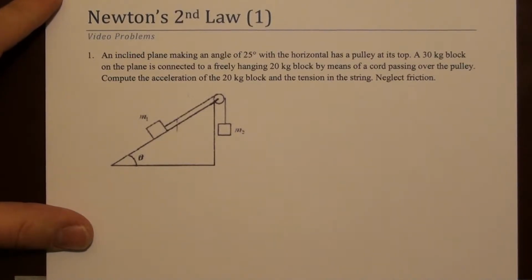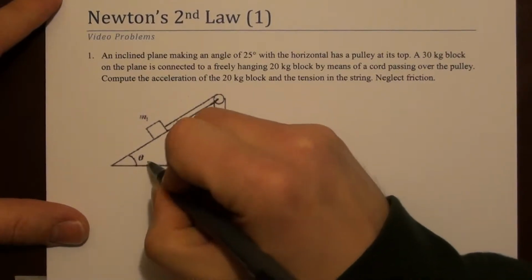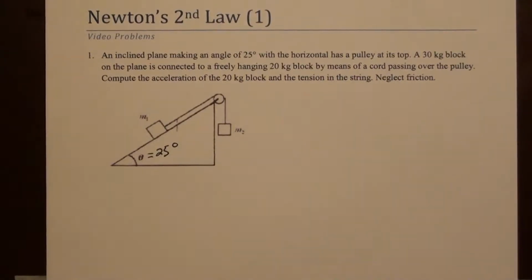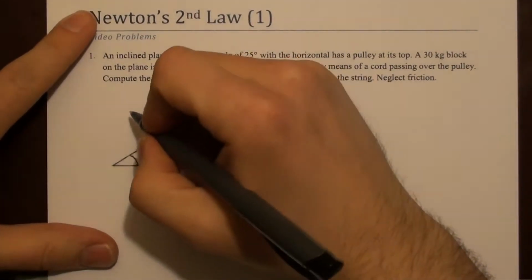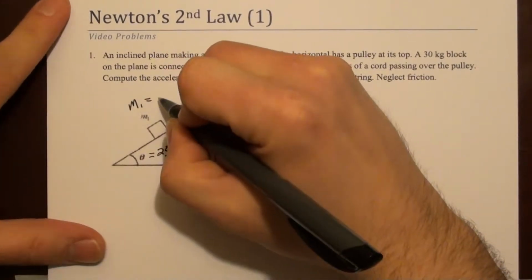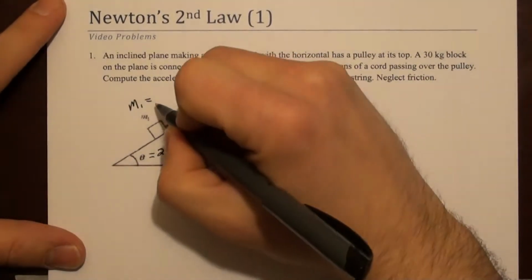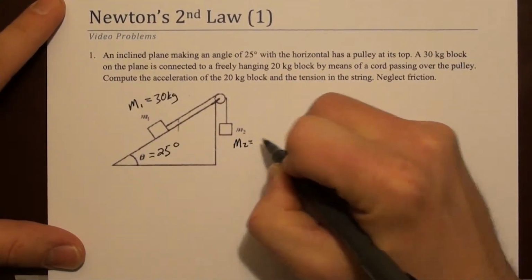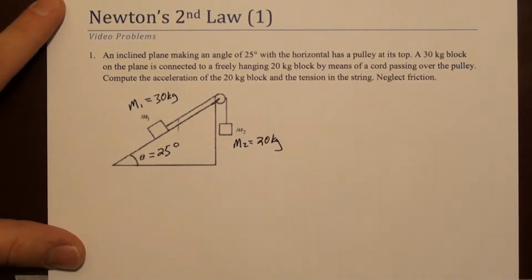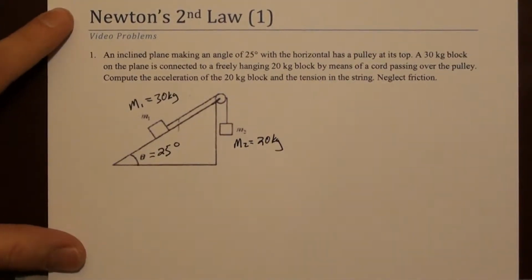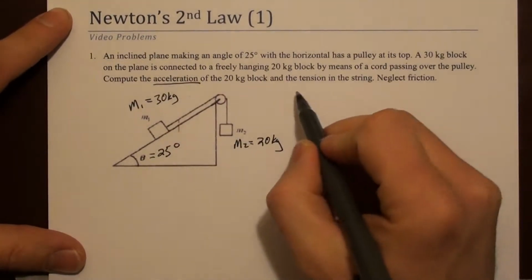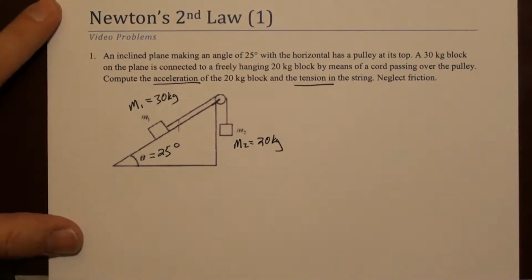So I'm going to label some values on the diagram initially. We have a 25-degree incline. We have what's labeled here as mass 1, which is 30 kilograms, and a mass 2, which is 20 kilograms. Right, and we're asked to compute the acceleration of the 20 kilogram block and find the tension in the string.